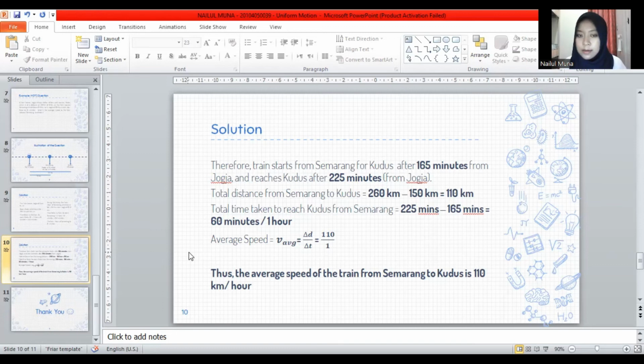The question is about average speed, and the formula about average speed is V average equals to delta D divided by delta T. So we have to divide 110 to 1. So the average speed of the train from Semarang to Kudus is 110 kilometers per hour.